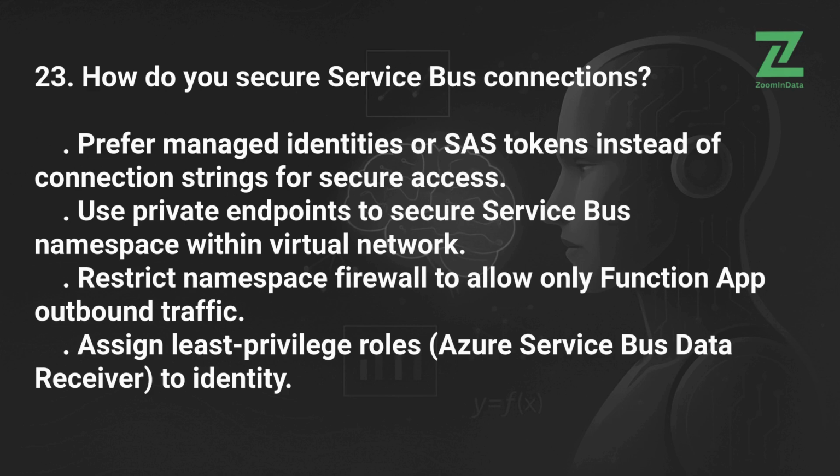23. How do you secure Service Bus connections? Prefer managed identities or SAS tokens instead of connection strings for secure access. Use private endpoints to secure Service Bus namespace within virtual network. Restrict namespace firewall to allow only function app outbound traffic. Assign least privilege roles, Azure Service Bus Data Receiver, to identity.